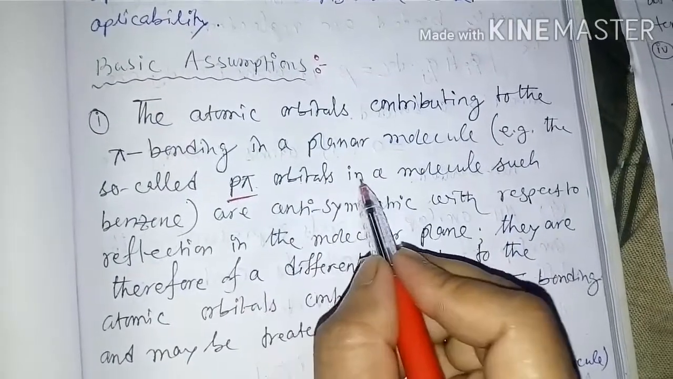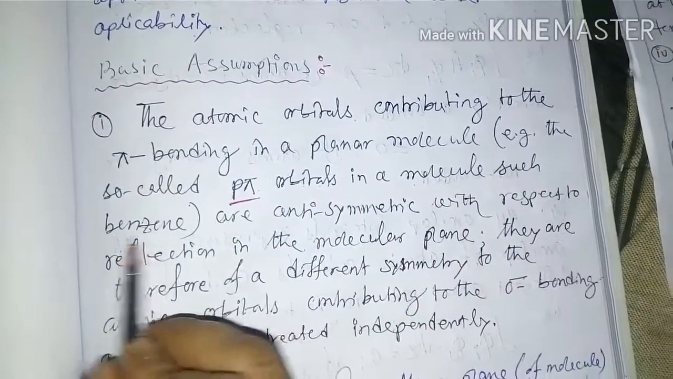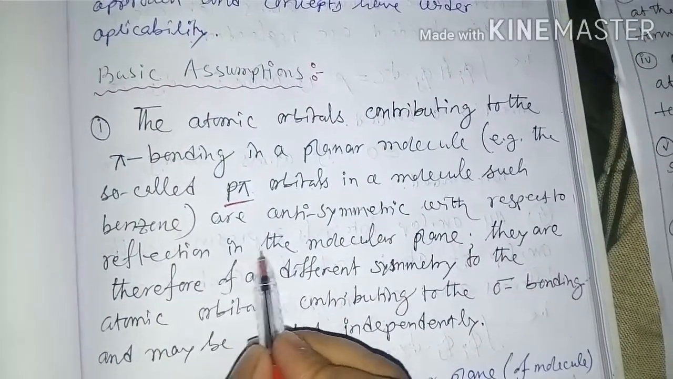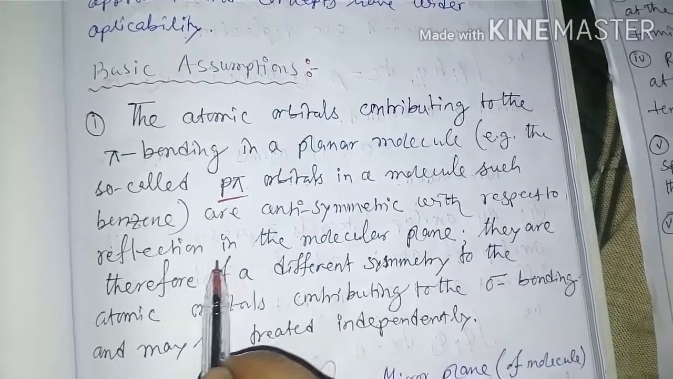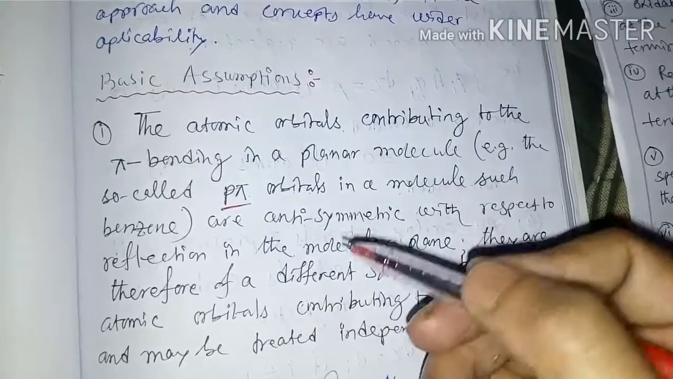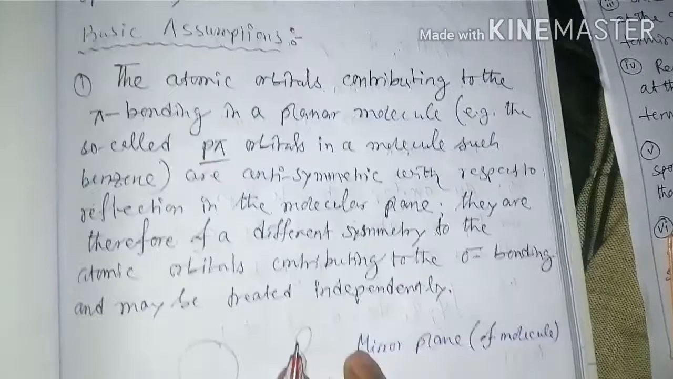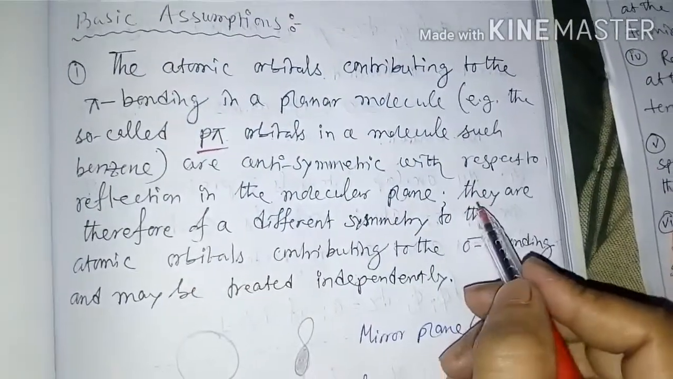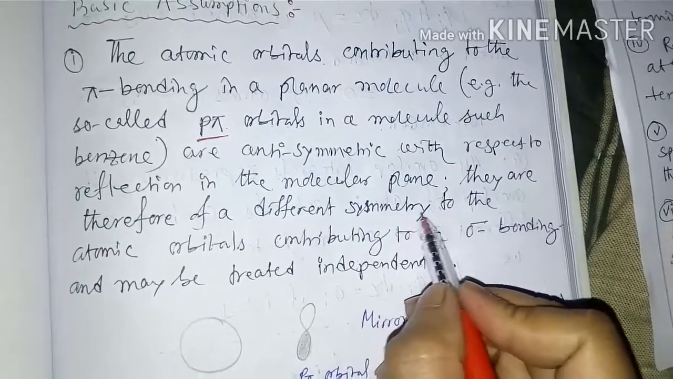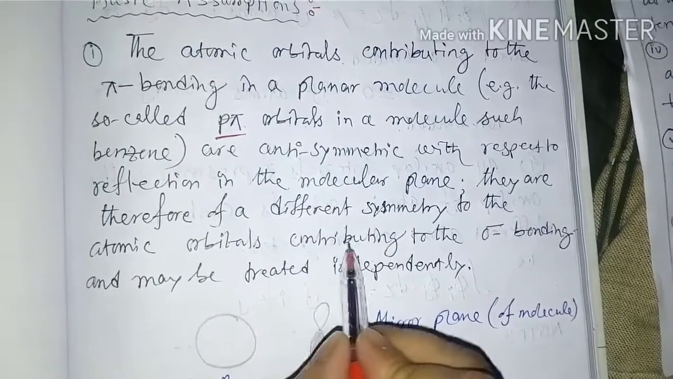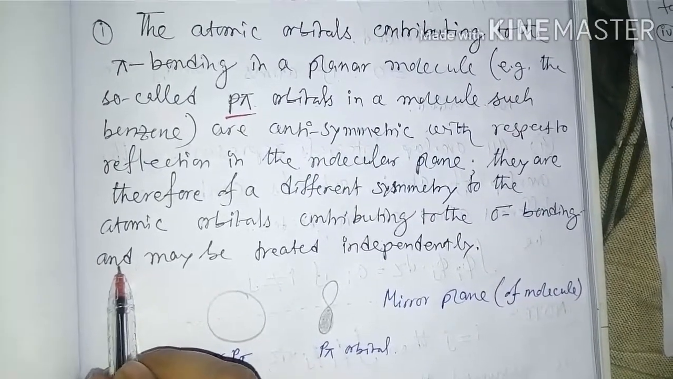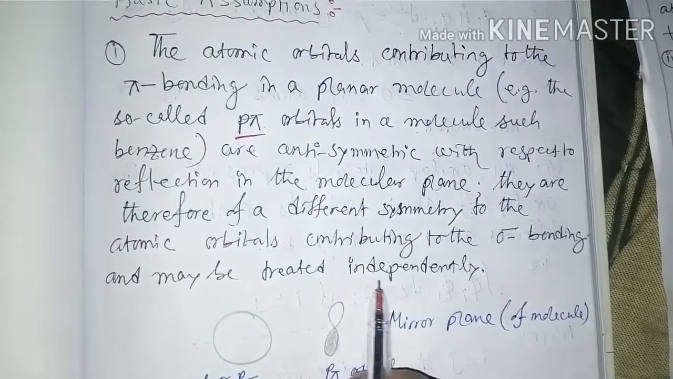P-pi orbitals in a molecule such as benzene are antisymmetric with respect to reflection in the molecular plane. You know symmetric and antisymmetric, which part is symmetric and which is antisymmetric. This is in group theory. They are therefore of a different symmetry to the atomic orbitals contributing to the sigma bonding and may be treated independently.